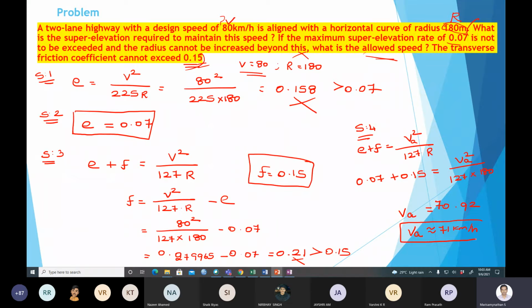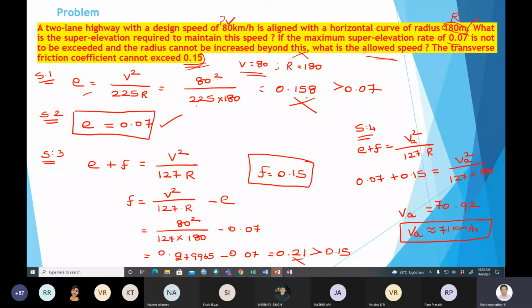So this is a final outcome. This is the 4-step problem where we are following, for the given radius of 180 meter, the design speed is 80 kilometer per hour. The super elevation we were estimating is more than the permissible value of 0.07, so we cannot permit this value. So the super elevation is fixed as 0.07.